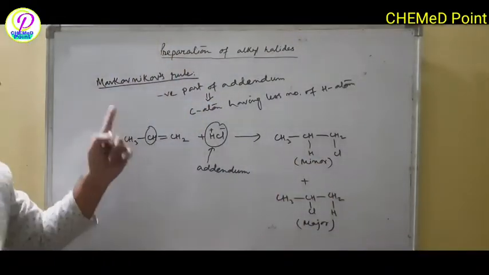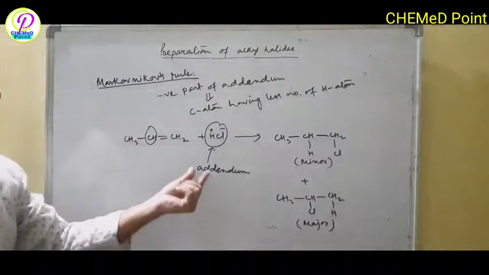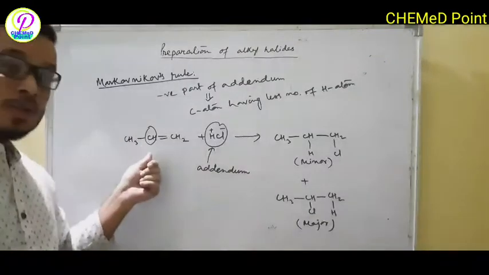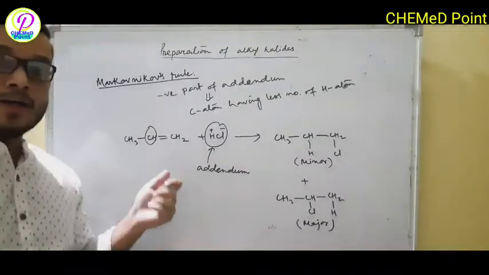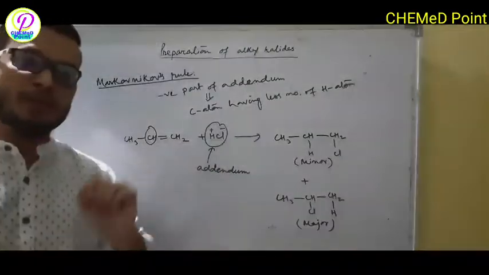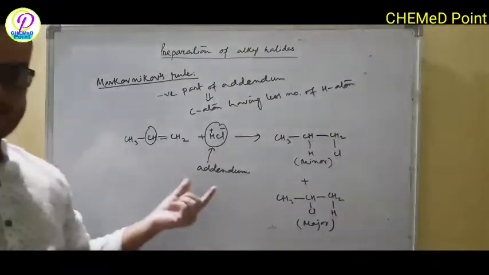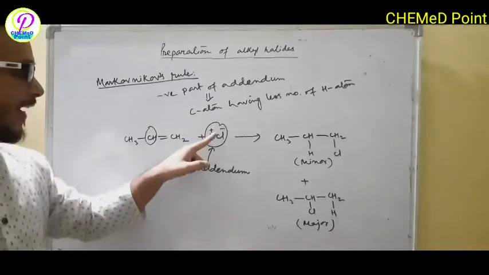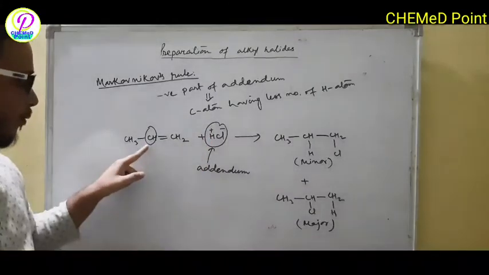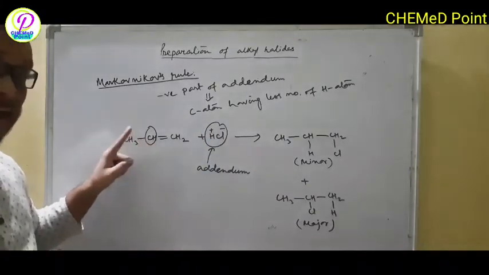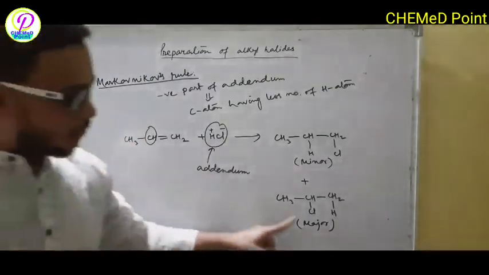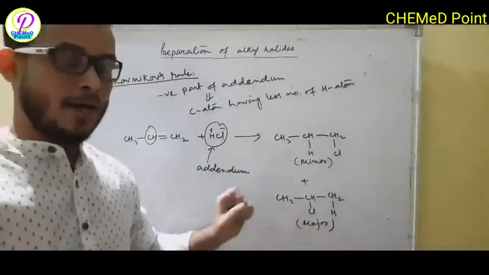So according to Markovnikov rules, the negative part of addendum is added to those carbon of the double bond having less number of hydrogen atom. So you have seen in this example that this negative part is added to this carbon because this carbon has less number of hydrogen atom. That is why this product is our major product.